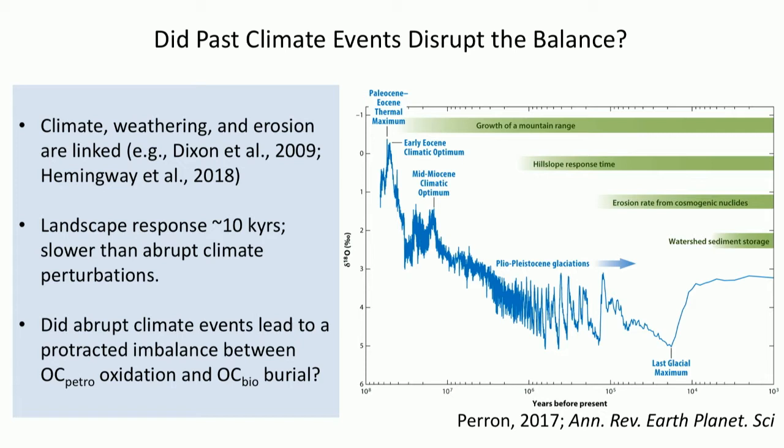So a major abrupt climate perturbation will have an immediate response perhaps in the carbon cycle, but it propagates over some period of time over the landscape before it resets back to equilibrium. This leads me to wonder if this protracted timescale of resetting perhaps knocks things out of balance on some transient period between the burial of biological carbon and the oxidation of fossil carbon during the weathering process. To study that is actually tricky.